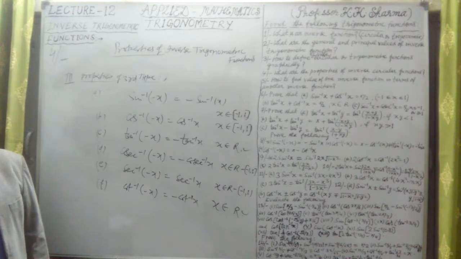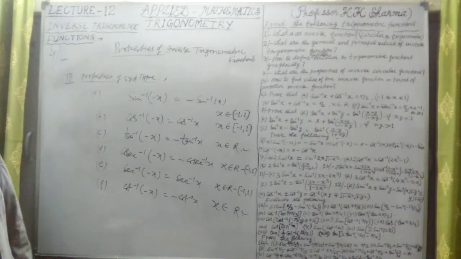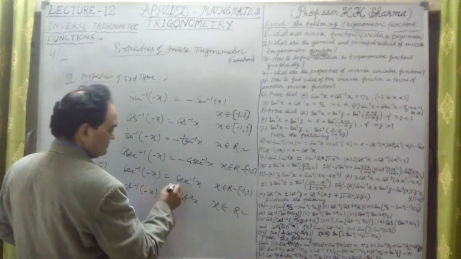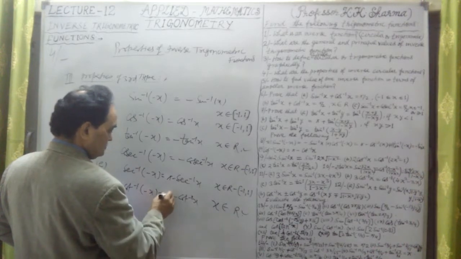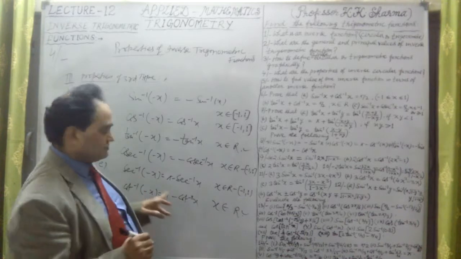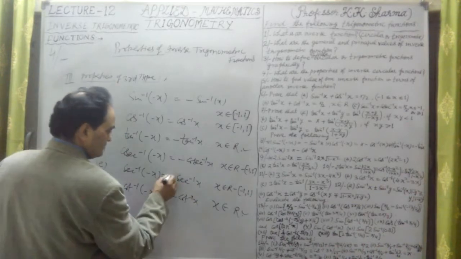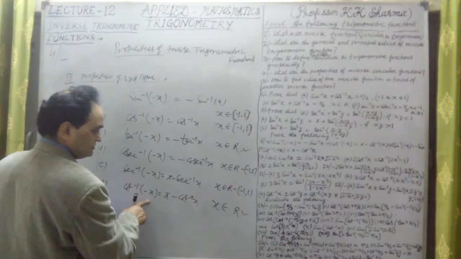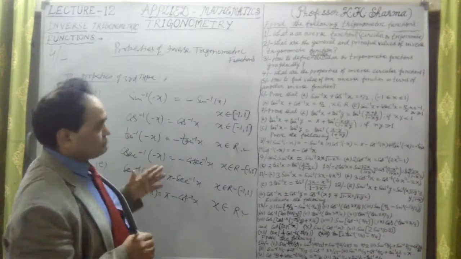Now the fourth type of property I'll take, but before that, in case of cot inverse x, it is pi minus cot inverse x, and in case of secant inverse x, also pi minus this one. These two are exceptions here. In case of secant inverse of minus x, it is pi minus secant inverse x. And in case of cot inverse of minus x, it is also pi minus cot inverse x. Okay, so these are the type 3 properties.